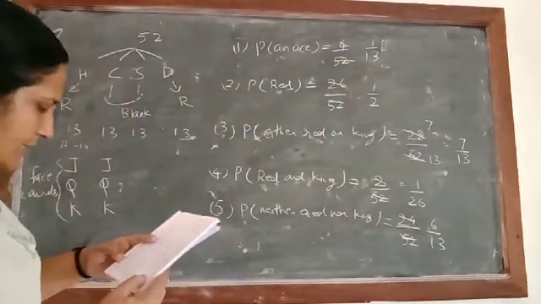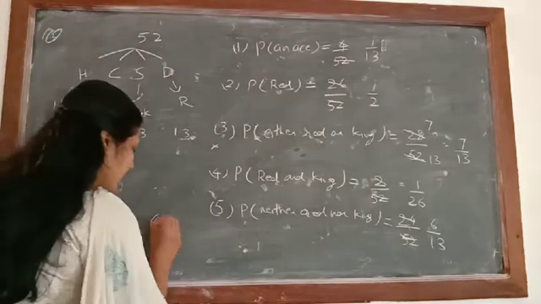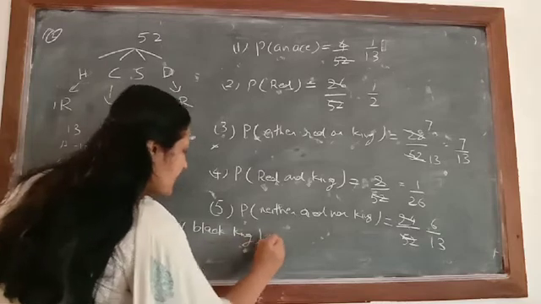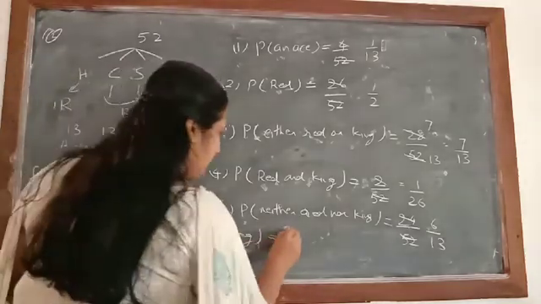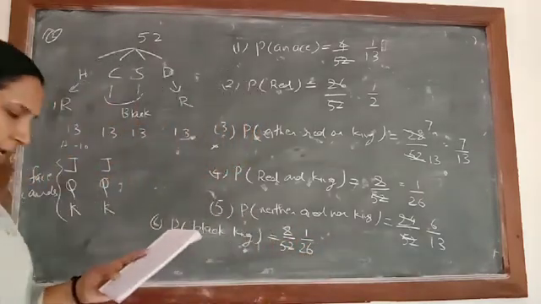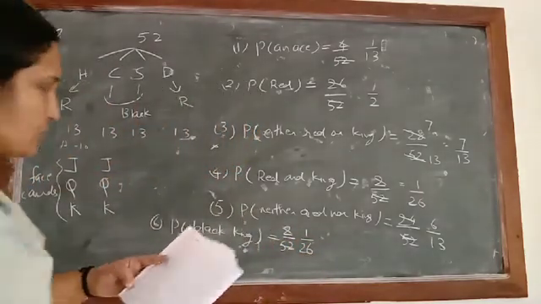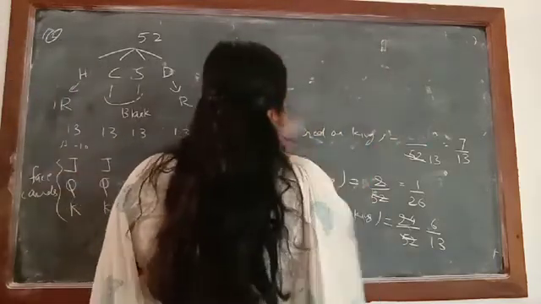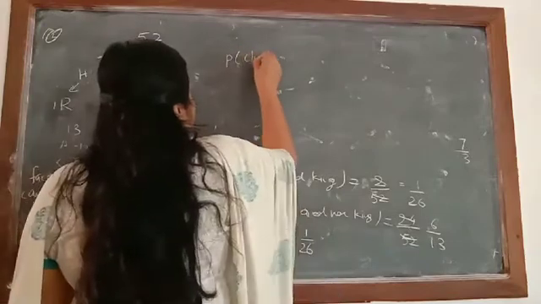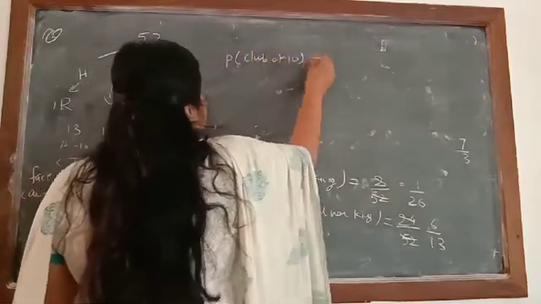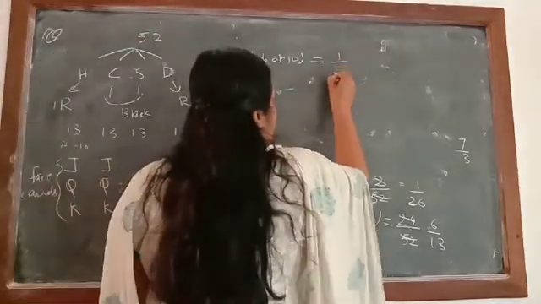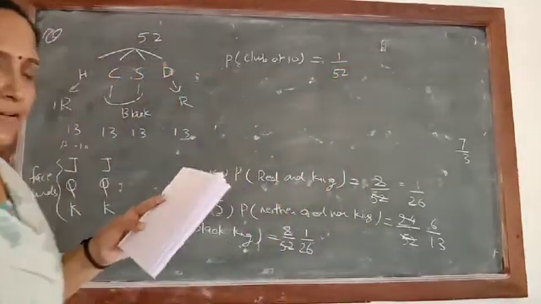Then next condition is black king. Probability of black king. Can you tell me how many black kings are there? Yes, 2 only. So probability 2 by 52, which is equal to 1 by 26. Then next one is club of 10. Probability of club of 10. How many 10s will be there in that club? Only one 10 will be there. So probability is equal to 1 by 52.